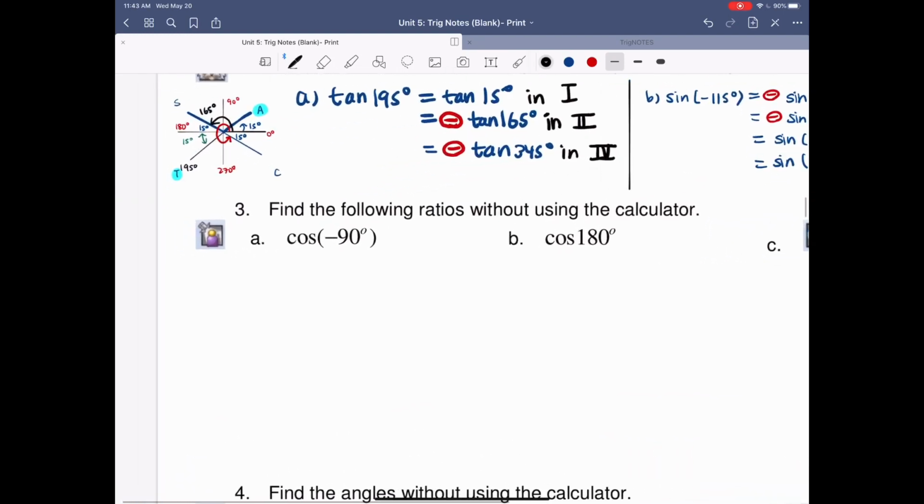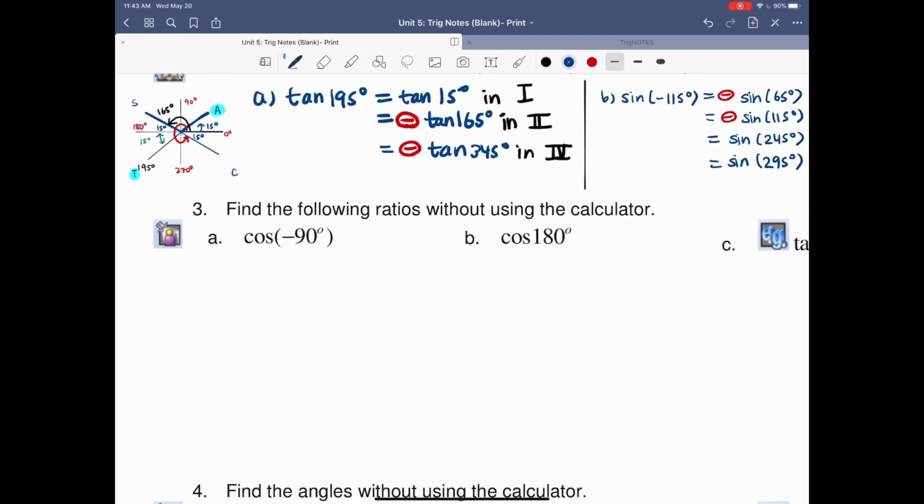Okay, let's go on to question 3. Find the following ratios without using the calculator. When they say that, go through it algebraically and then use a calculator to double check, okay? Just because I say don't use a calculator, it just means you have to show your work to get to your answer. Make sure you show your progress and then verify using a calculator, okay?